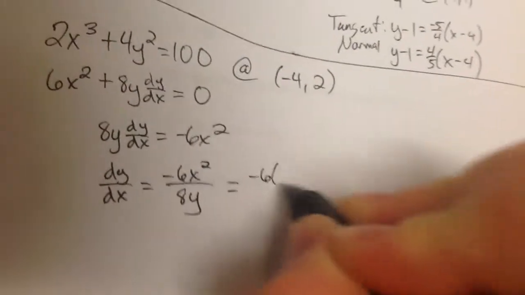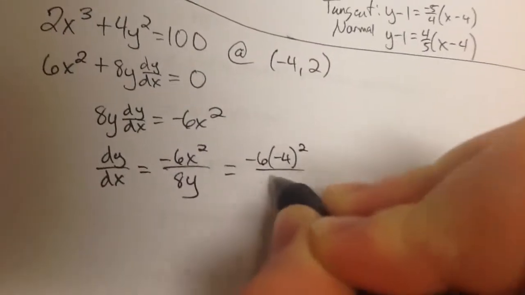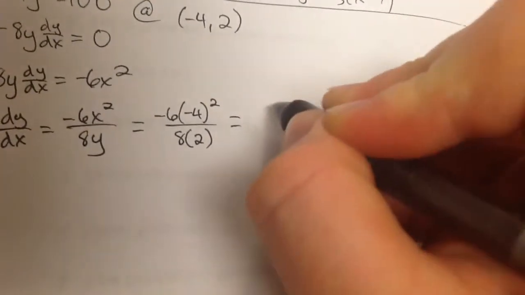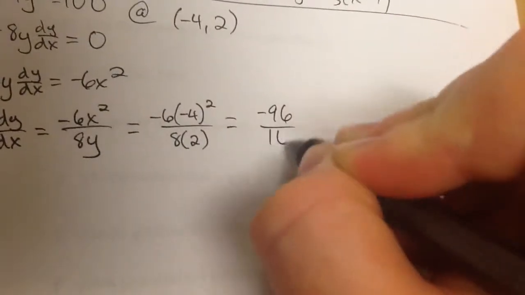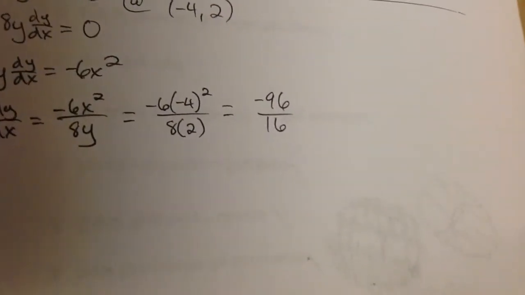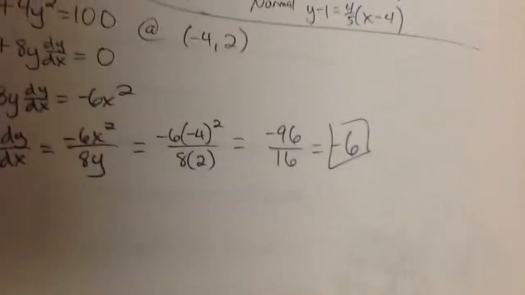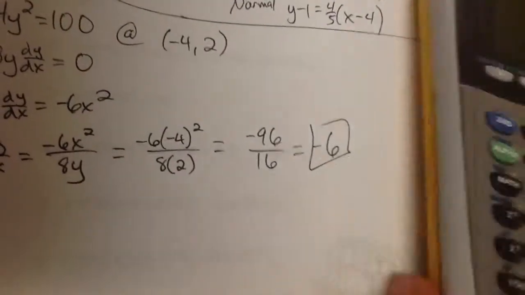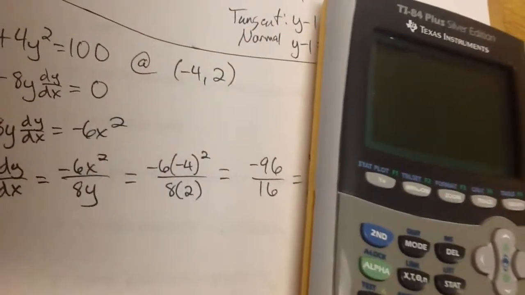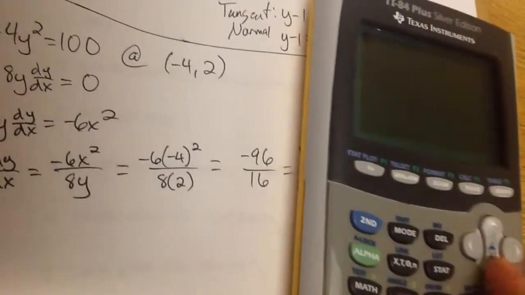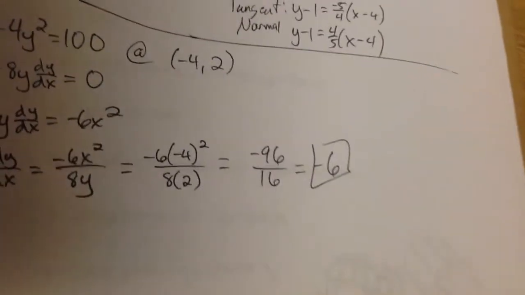So -6 times -4 squared over 8 times 2. -4 squared is 16. 16 times 6 is 96, I think. Hope that's right. 96 over 16. I don't think that works. 6? Yeah, I think that's 6. -6. I'll make sure so I'm not giving you false information. 16 times 6. 96 divided by 16. Oh, it does. Of course it's 6. That was stupid. -6. So there's your slope.